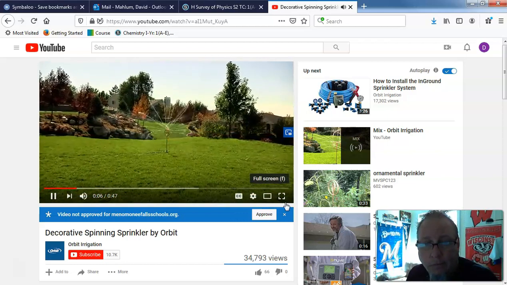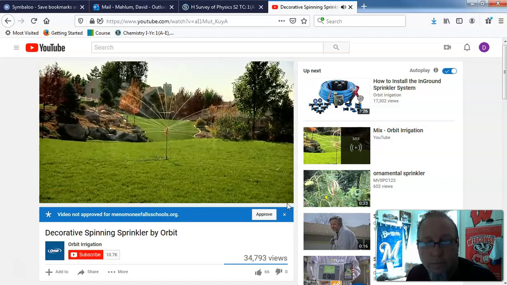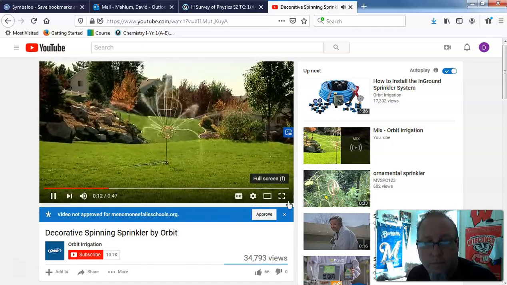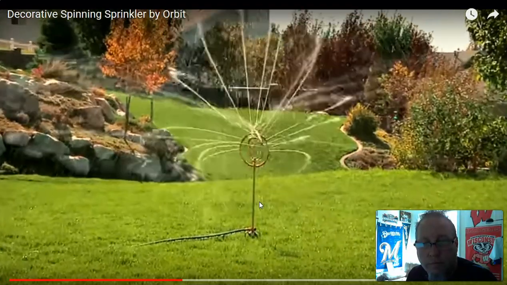Orbit's innovative, corrosion-resistant decorative sprinkler, you can water and decorate your yard or garden in style. The rings on the decorative sprinkler spin in opposite directions and come in 3 beautiful designs.